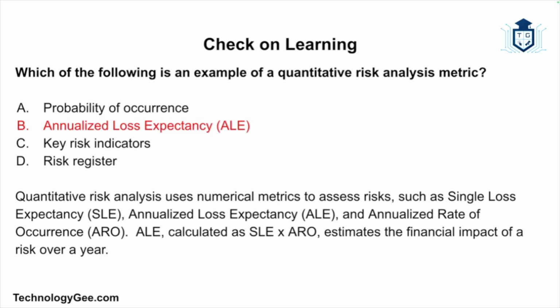So, quantitative risk analysis uses numerical metrics to assess risks, such as single loss expectancy, annualized loss expectancy, and annualized rate of occurrence. Annualized loss expectancy is calculated as single loss expectancy times the annualized rate of occurrence, which estimates the financial impact of a risk over a year.